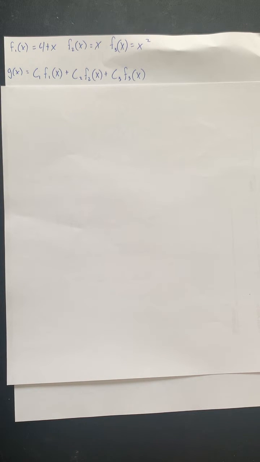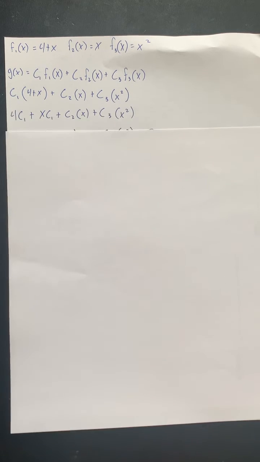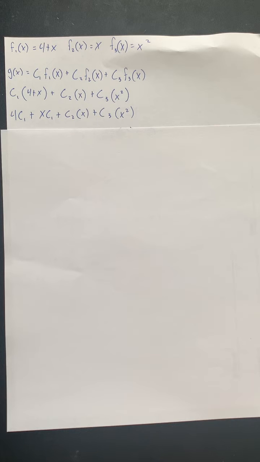So now our first step is to plug in the three terms we have into the equation of g of x. And when we do that, our result is c1 times 4 plus x plus c2 times x plus c3 times x squared. So now our next step is to distribute that c1 to the 4 and the x. And when we do that, our result is 4 c1 plus x c1, and the rest remains the same.